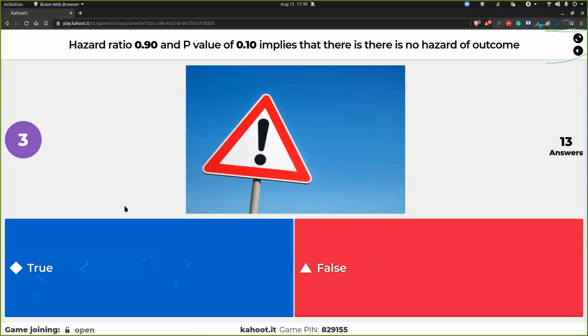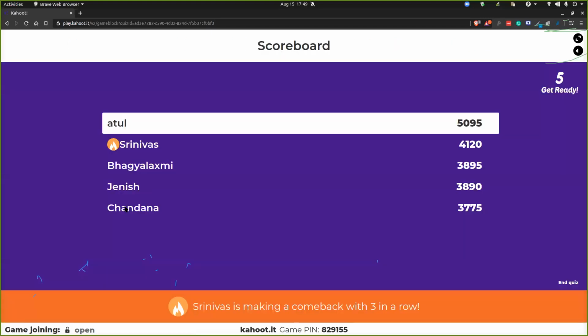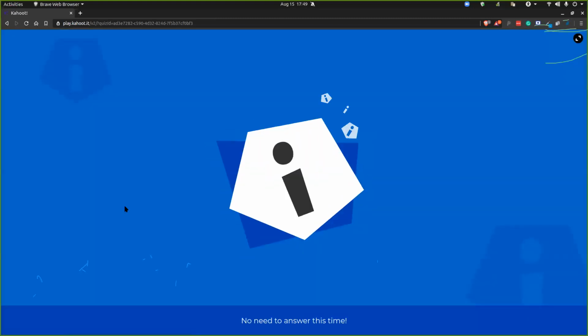People who are getting no need to answer basically means the time is up. Right? The answer is false. And the reason is, well, let's see who has won. Atul is still leading. Excellent, Atul. Srinivas is close by.